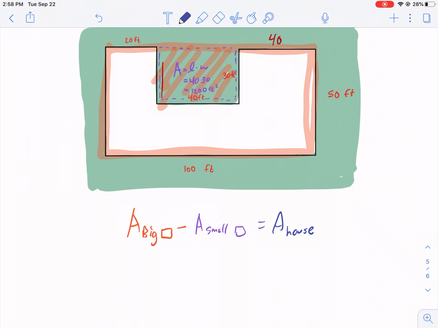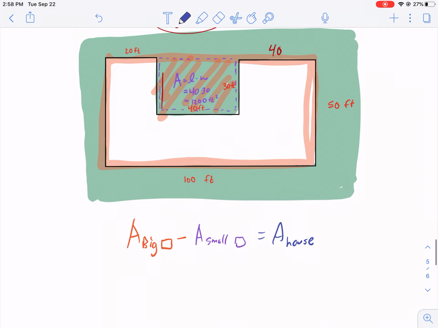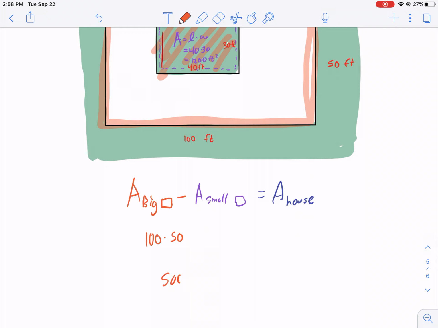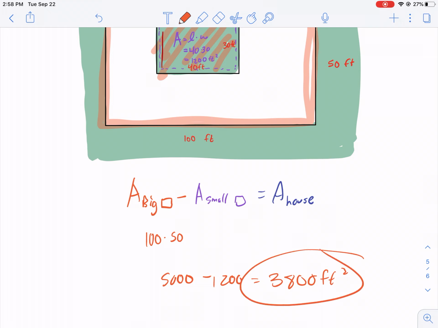I have 30 seconds. How about that? Less than that. So the area of the big one is 100 times 50. Okay, 100 times 50 is 5,000. I subtract 1,200, and I get 3,800 feet squared for the area of the house. That's all the time I have.